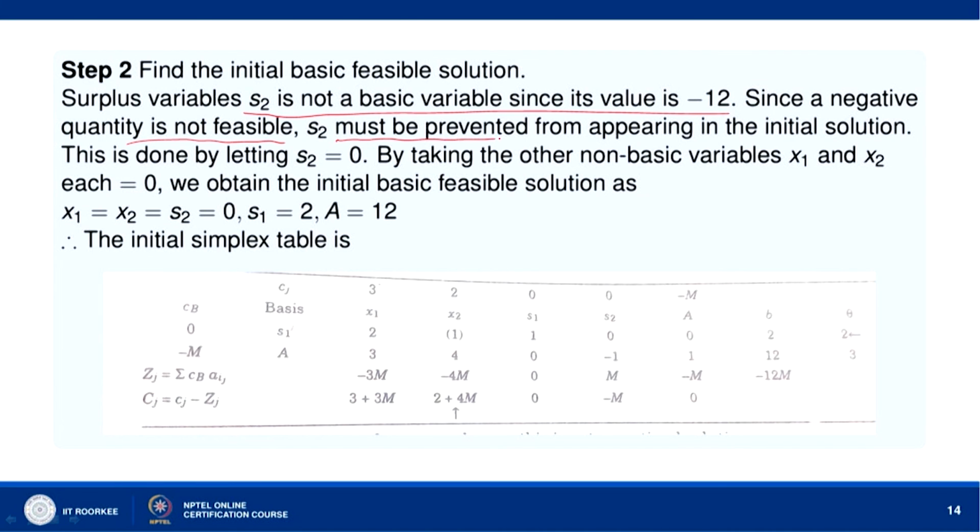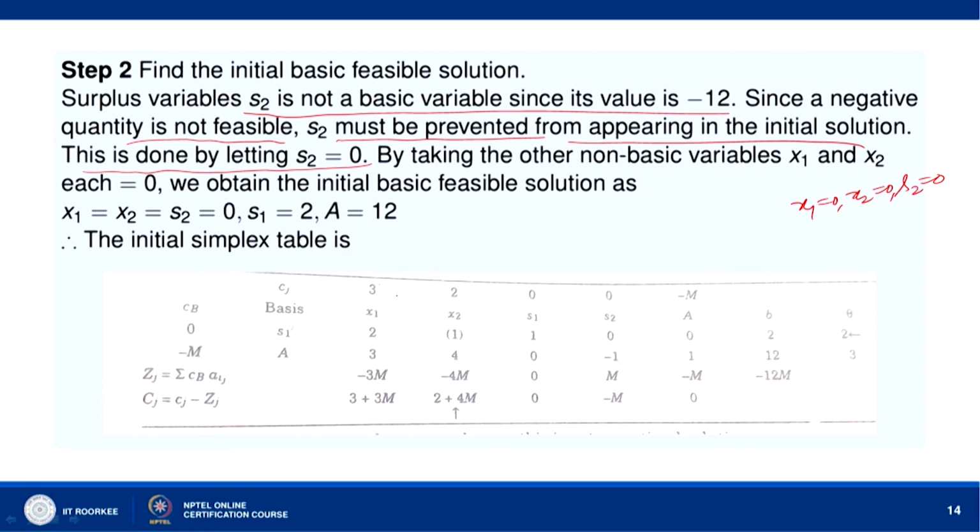So, S2 must be prevented from appearing in the final solution, and therefore, we take S2 equal to 0 from the initial solution. So, what we do? We consider x1 equal to 0, x2 equal to 0 and S2 equal to 0. Okay. And when we do that, we have this initial simplex table.